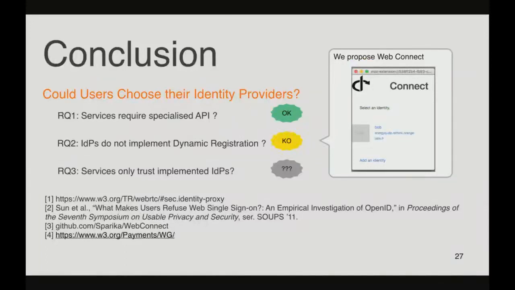So in our conclusion, could users choose their identity provider on websites on the internet? Basically, in our observation, it's not related to the type of data that the websites are requesting from the identity provider, but more to the technical connection between identity provider and website. And our solution could help solve this issue.